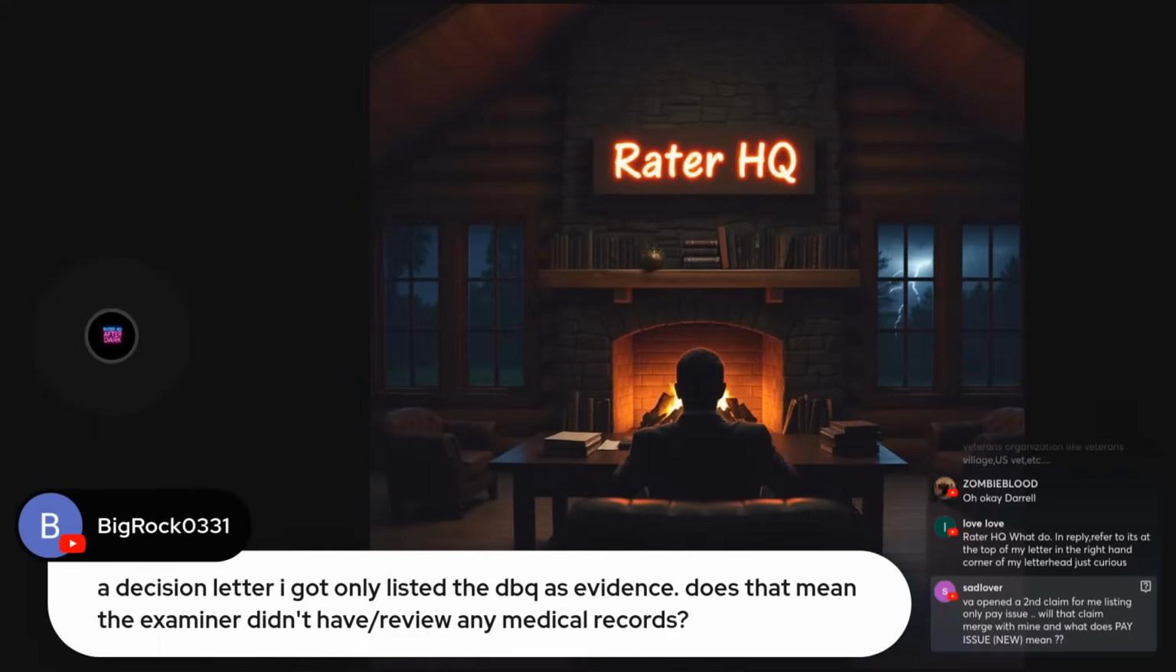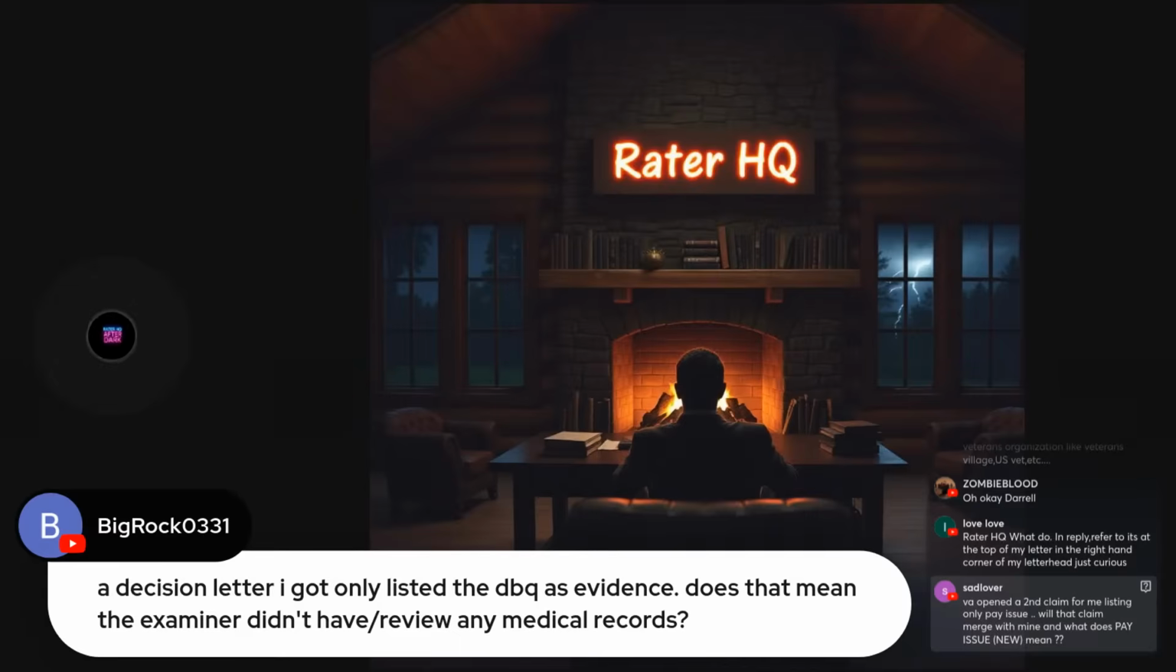Okay, a decision letter I got only listed the DBQs as evidence. Does that mean the examiner didn't have? No, the decision letter is not what you use to determine that. You have to go to a VSO and look up the exam request associated with your specific claim to see what evidence the VSR gave to the examiner.